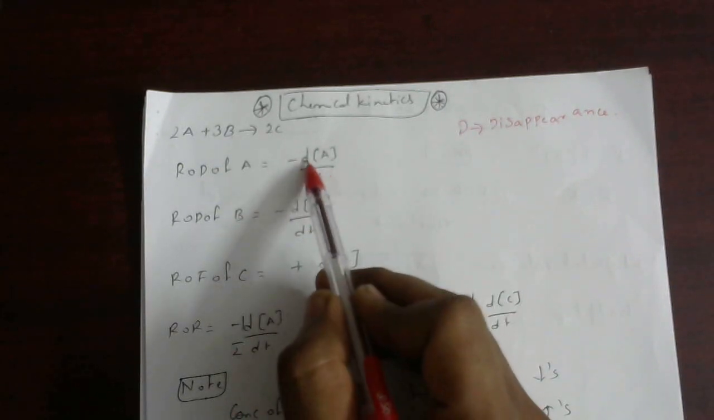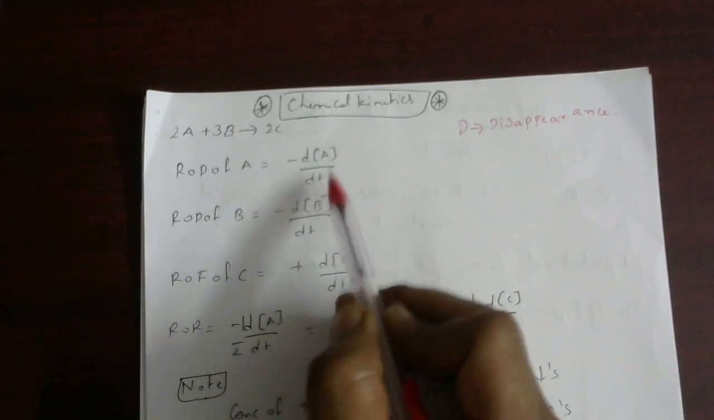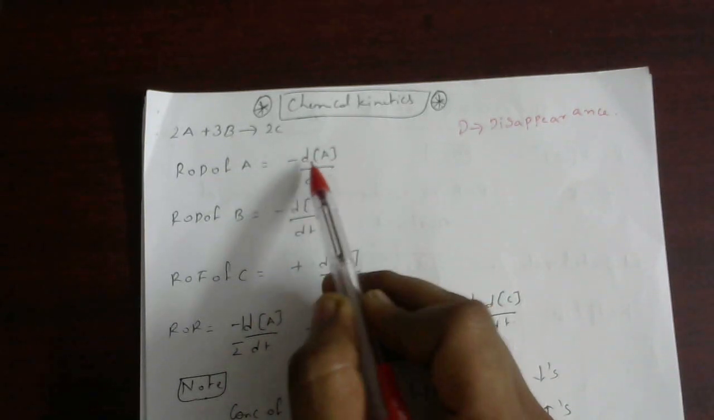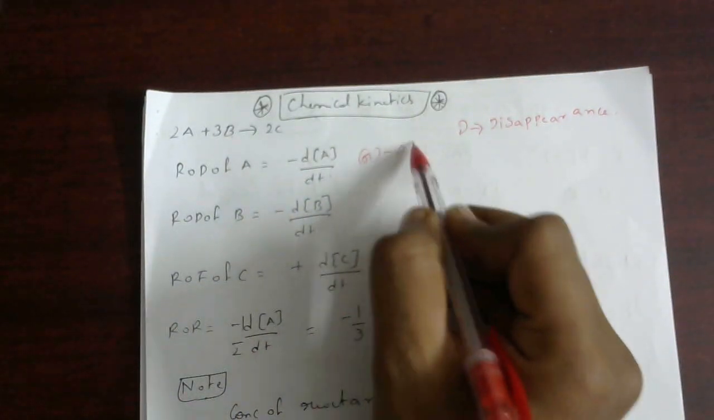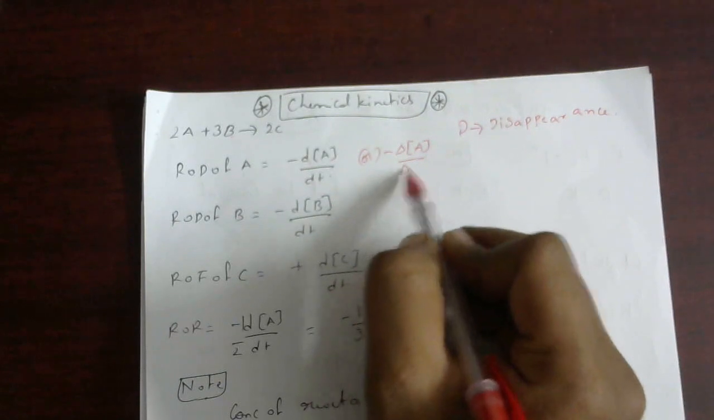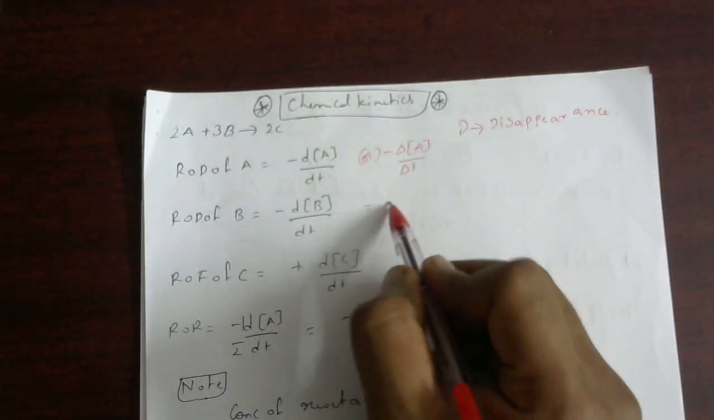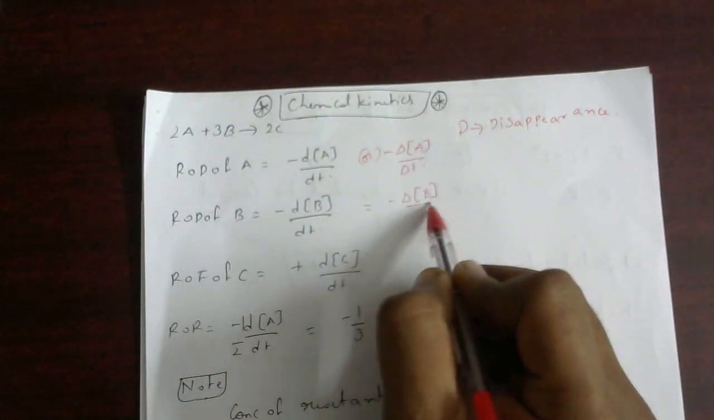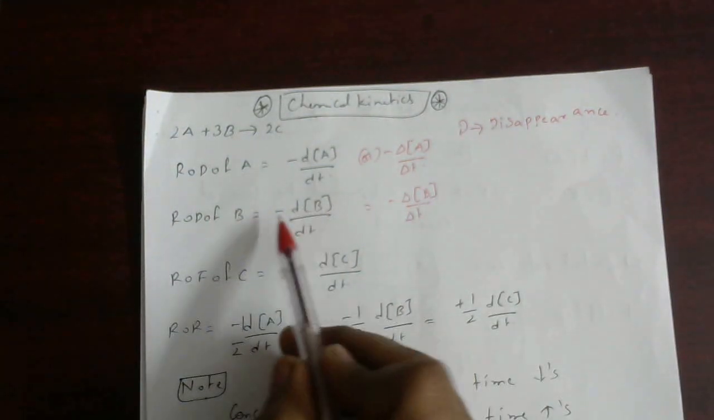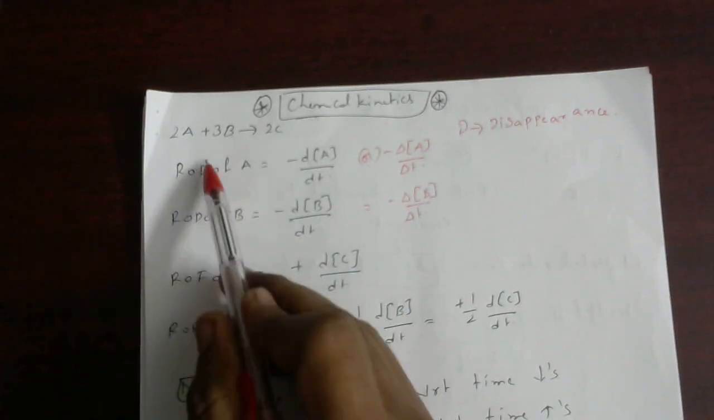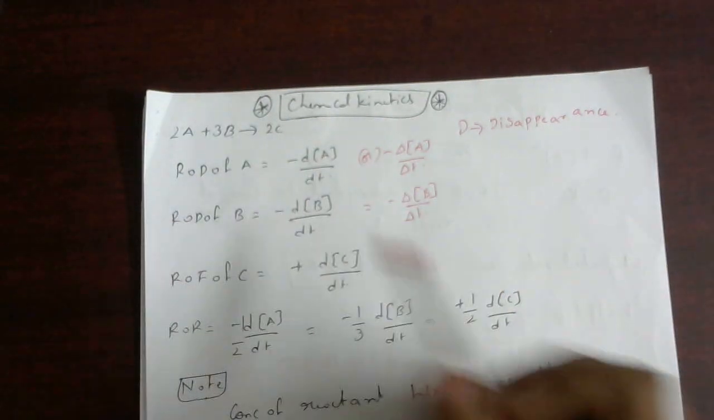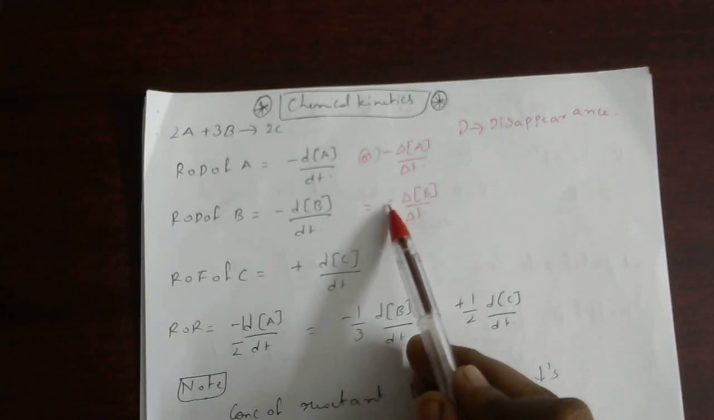What is meant by this d? This d is nothing but change in concentration with respect to time. Or you can also write minus delta A divided by delta T, and here also minus delta B divided by delta T. The minus sign is very important to note, because the reactant concentration decreases with respect to time. So this sign indicates reactant concentration decreases.